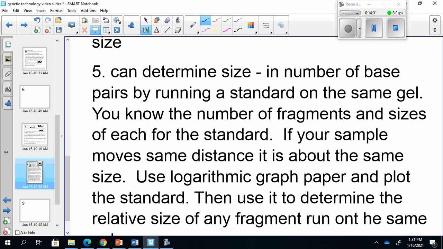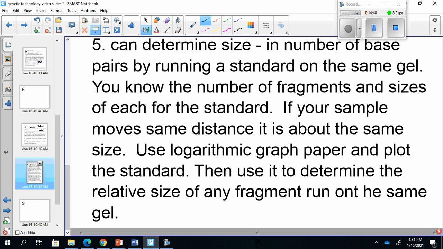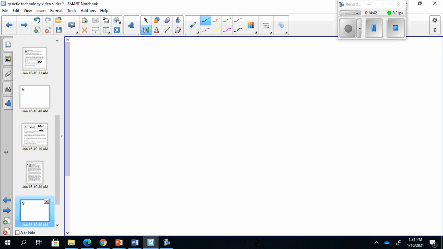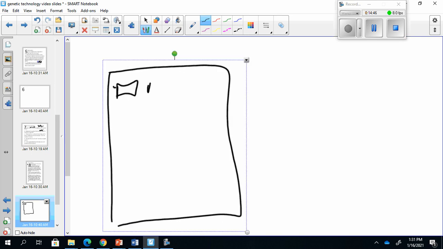So what you do is you use logarithmic graph paper, you plot your standard, and then you use it to determine the relative size of anything else that was run on the same gel. So I'll show you what I mean by all of this. First of all, here is my gel. These are the wells. This would be the negative end, and this would be the positive end.